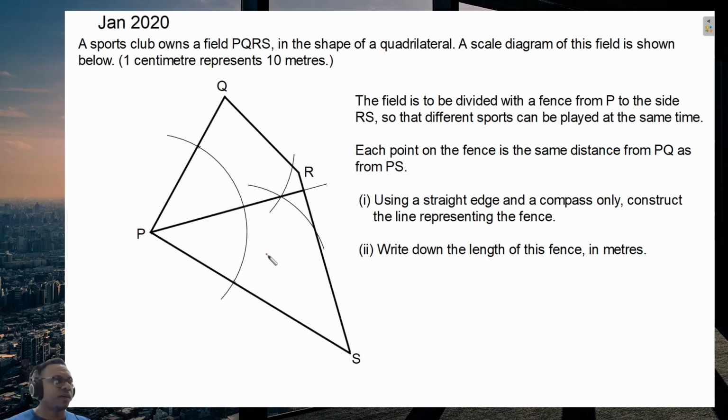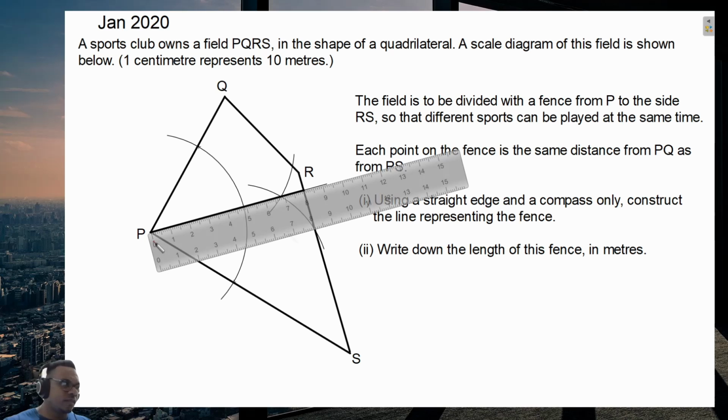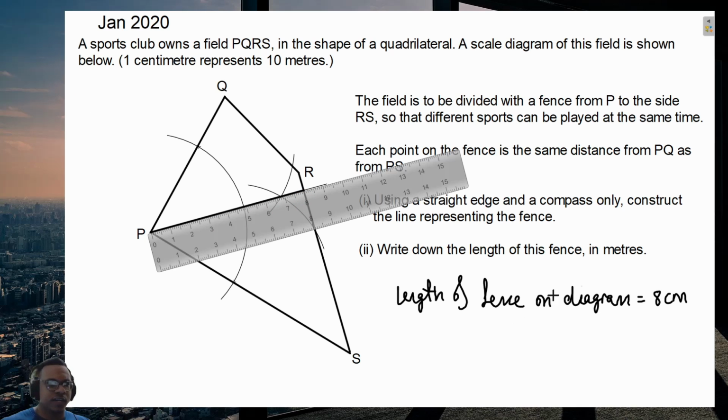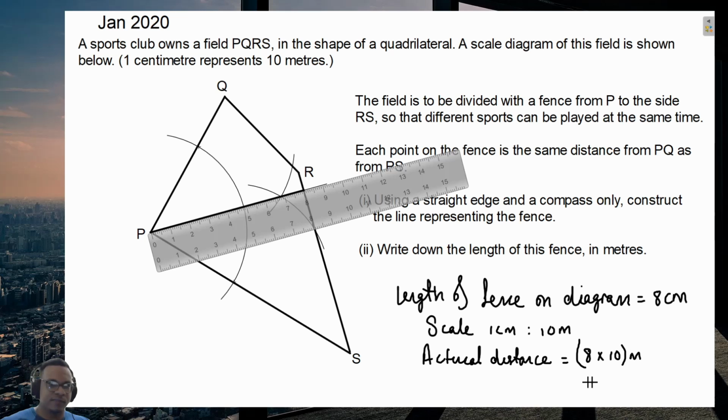So you'll have to print the past paper, at least the page with this question, and do this construction on that page. So I place this 0 at the point P on the ruler, and I'm getting the fence to be 8 centimeters on the diagram. Our scale is 1 centimeter on the diagram to 10 meters in real life. So the actual distance would be 8 times 10 meters, which will give you 80 meters.